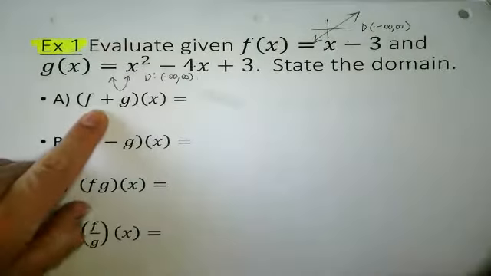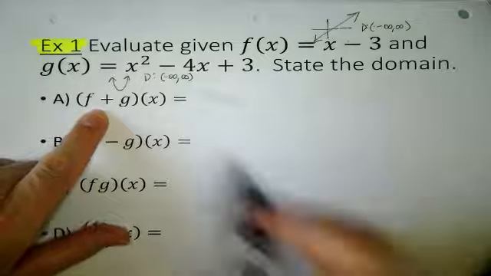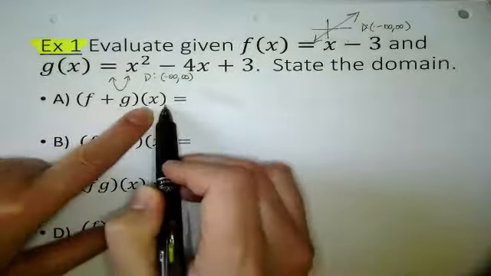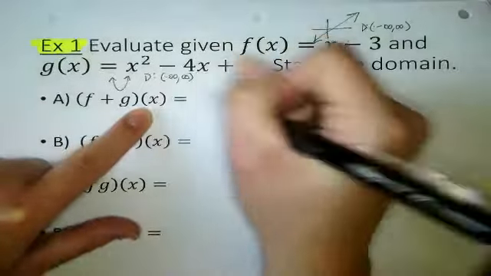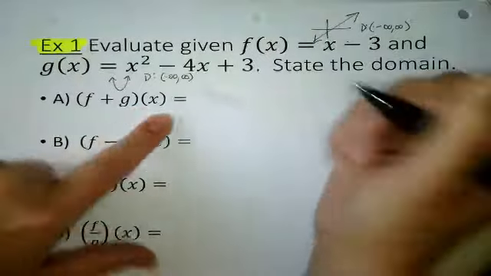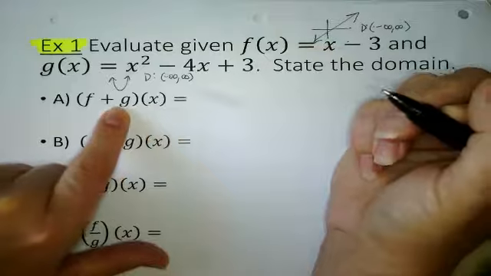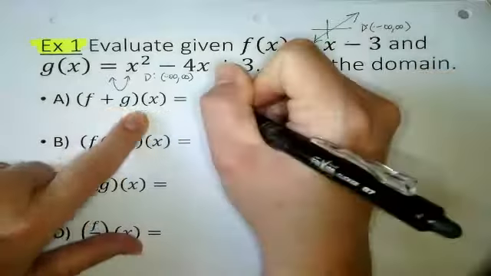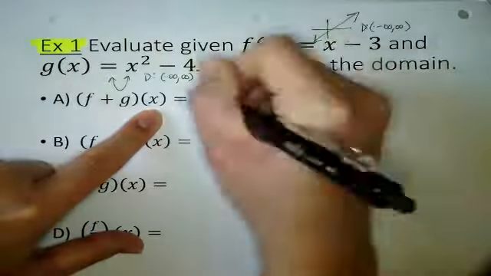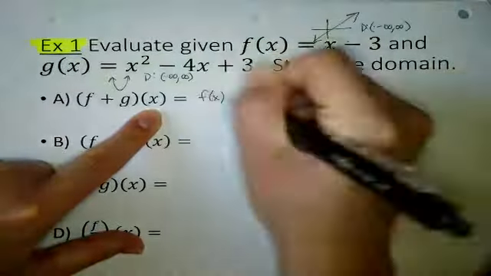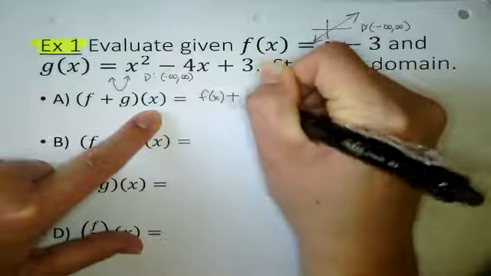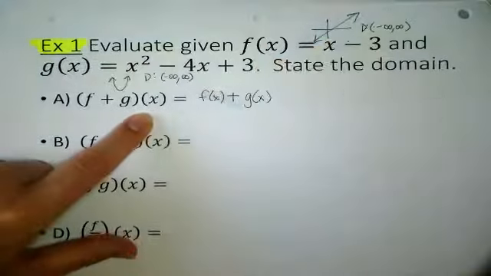Here we have function notation. F of g of x, f plus g of x is how that's read. What it really means is, this is notation. You need to know this. F plus g of x really means take your f of x function and add your g of x function. Very easy to do.